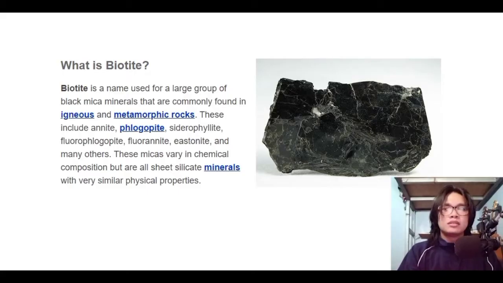What is biotite? Biotite is a name used for a large group of black mica minerals that are commonly found in igneous and metamorphic rocks. The name biotite is used in the field and entry-level geology courses because these minerals generally cannot be distinguished without optical, chemical, or X-ray analysis.